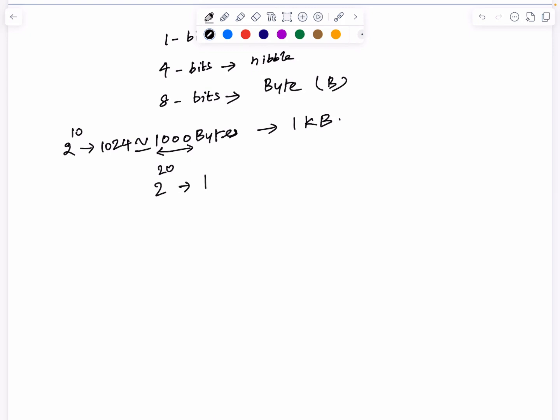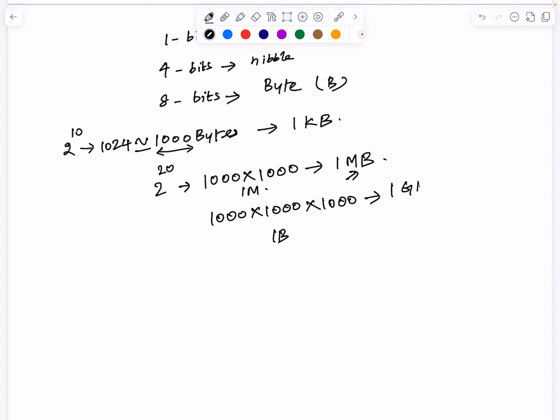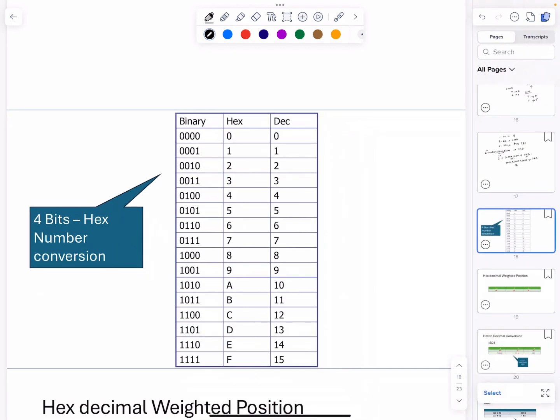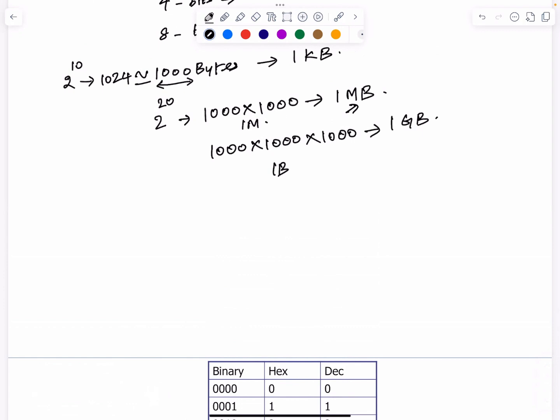And if you have 1,000 bytes, it's called 1 kilobyte. But this 1,000 is very interesting. It's not exactly 1,000. It's actually 2 power 10, and 2 power 10 is 1024. So they approximate that 1024 bytes are 1 kilobyte. If you have 2 power 20, that is 1,000 by 1,000, which is a million, which is 1 megabyte. Likewise, 1,000 times 1,000 times 1,000 is 1 billion. This is called 1 gigabyte. Try to remember this basically. This will help you in your other computations.